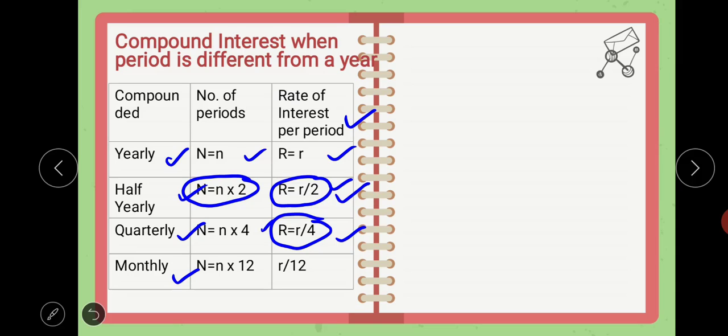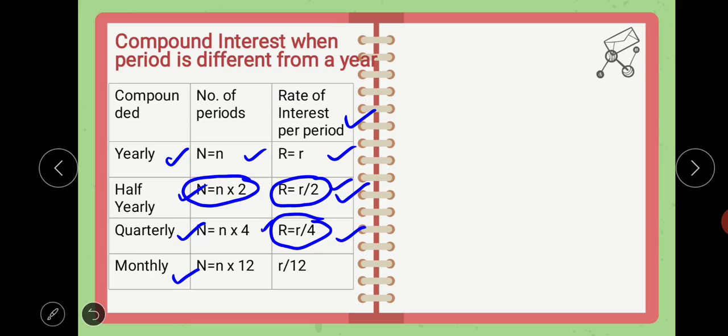So the value of N will be the number of years multiplied by 12. In 1 year the interest is charged for every month, and it is added to the principal. It means for a period of 2 years the value of N is 2 multiplied by 12. It means 24 months. So we have to take the value of N here as 24.